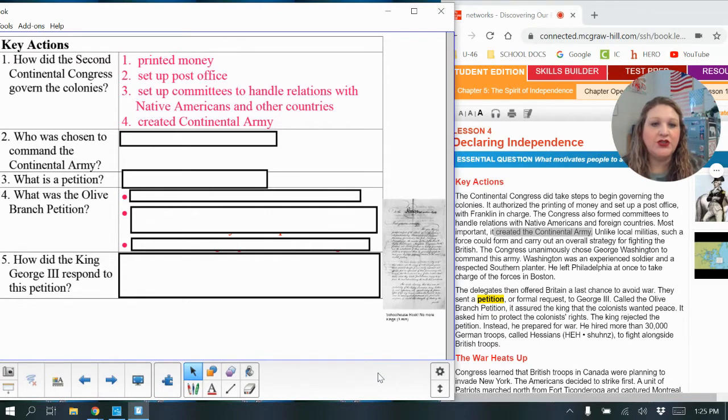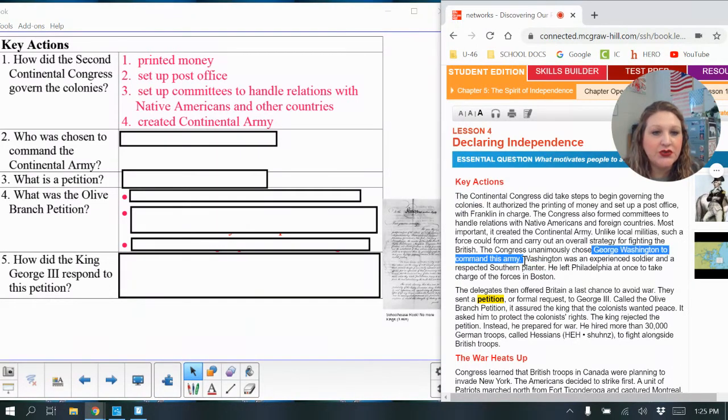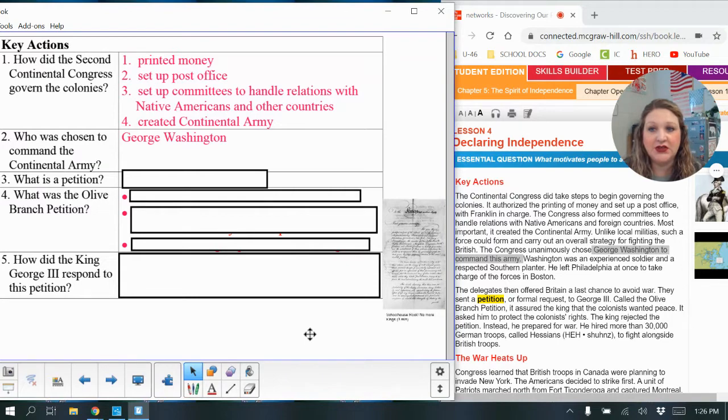Now, our next question, we actually got the answer to that in that same paragraph. So who was chosen to command the Continental Army? Well, the Congress unanimously chose George Washington to command the army. So unanimously means that every single one of them voted to have George Washington command the Continental Army. We had seen George Washington come into the picture in the French and Indian War as a very young man and had worked his way up in those ranks. And he was now an experienced soldier and he was respected by others. And so they all thought that he was going to be the best choice for the commander of the Continental Army.